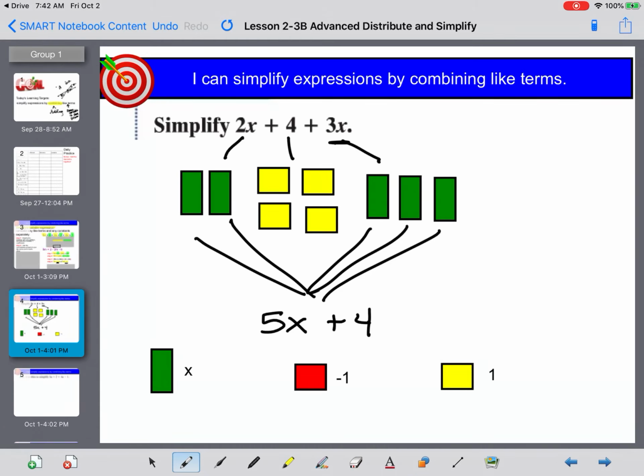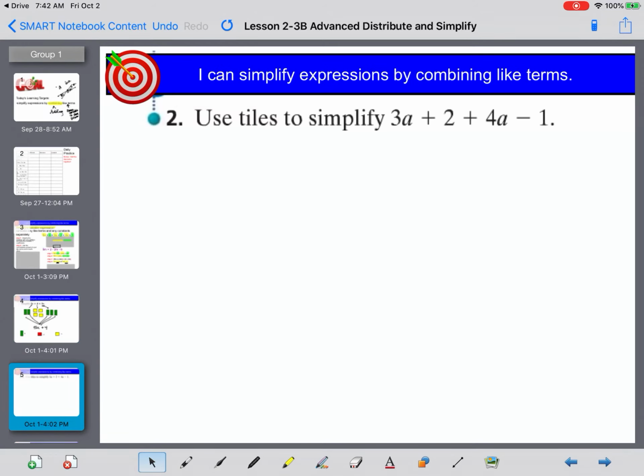This should demonstrate very clearly for you why you cannot call this 9x. You do not have 9 x's. You have 5 x tiles and 4 positive tiles. Let's try one more example like that to make sure we've got it.